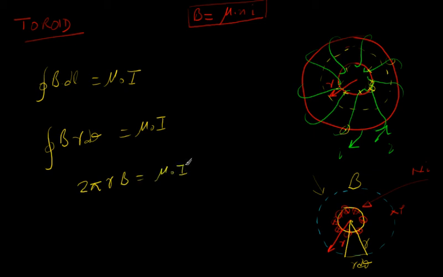Now we'll find out the total I. How much I is there? This is a toroid. The current crossing the area bounded by the circle would be N times I, where N is the number of turns. If we have a total number of turns N, and the current is I, then the total current would be N times I, where N is the total number of turns.